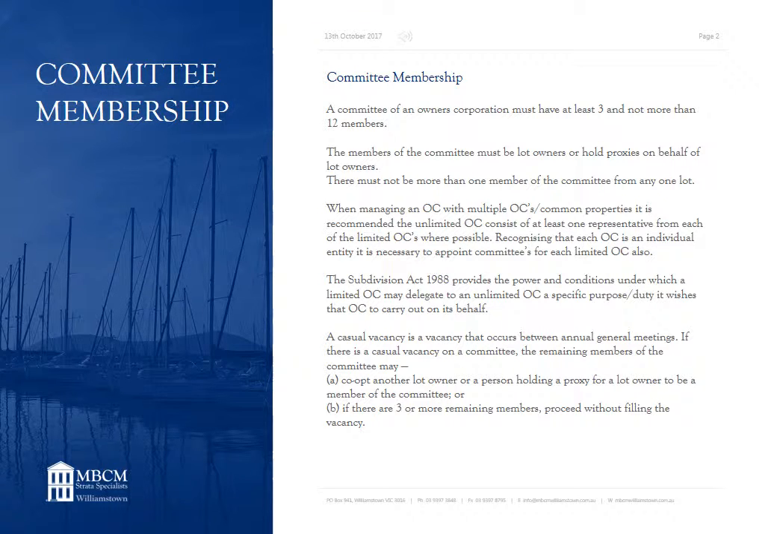From time to time you may get casual vacancies on the committee. This may occur between annual general meetings where 1 committee member steps off. If there is a casual vacancy on a committee, the remaining members of the committee may co-opt another lot owner or a person holding a long-term proxy for a lot owner to be a member of the committee. If there's 3 or more remaining members, they can proceed without filling the vacancy.